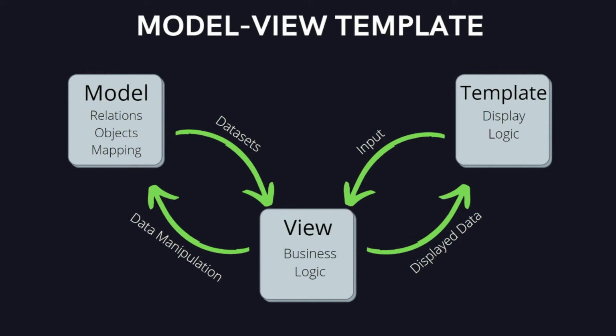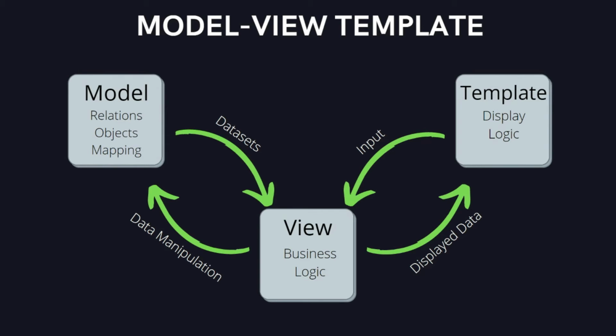This architecture can be split into 3 different layers. In the model layer, the actual relations and requests from and to the database are handled and are then viewable as datasets in the view layer, where the business logic is analyzed.